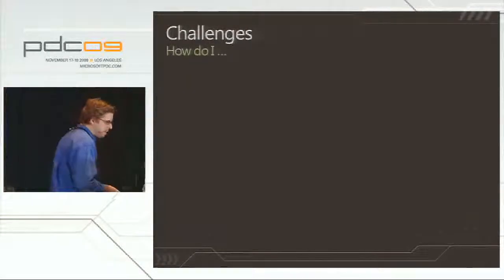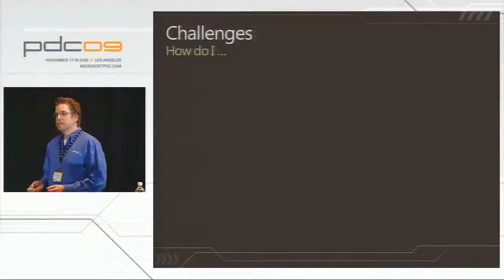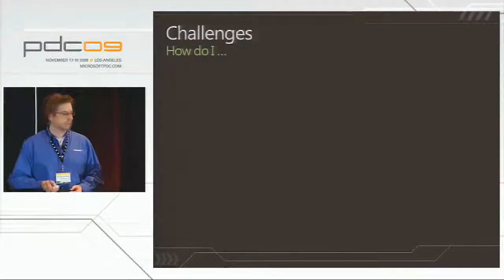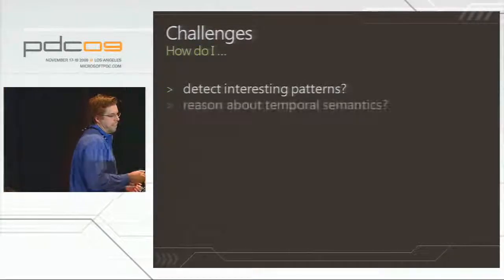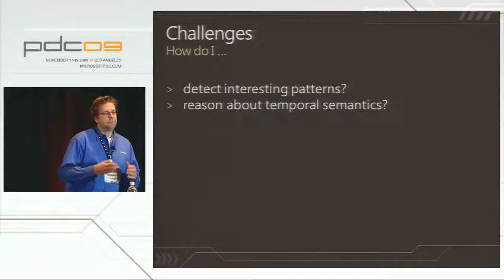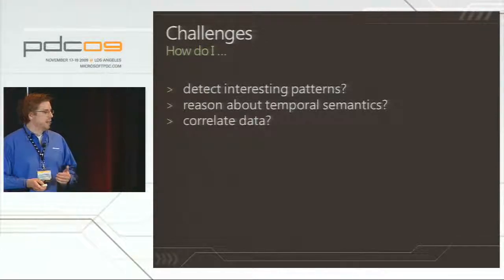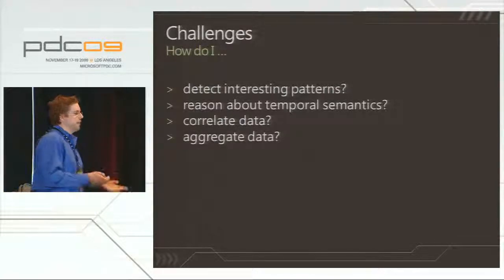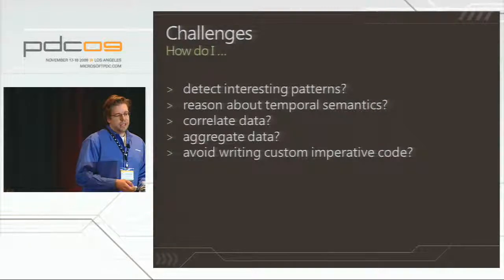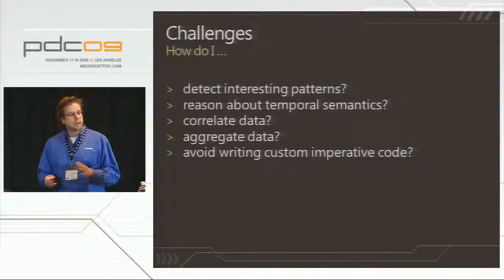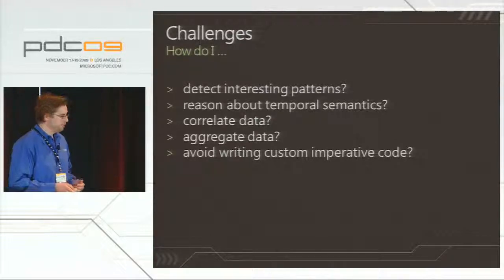Okay, so in those two and many other use cases, many other scenarios, we are finding the same challenges. I want to detect interesting patterns over my input stream. I would like to reason about the temporal semantics, the temporal properties of my events. I would like to correlate data as well as aggregate data over time. And I want to do that without writing custom imperative code, without writing my own procedural code.